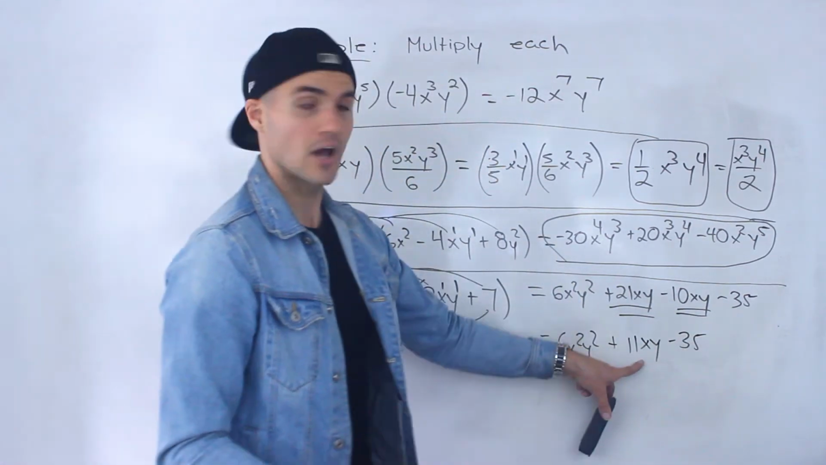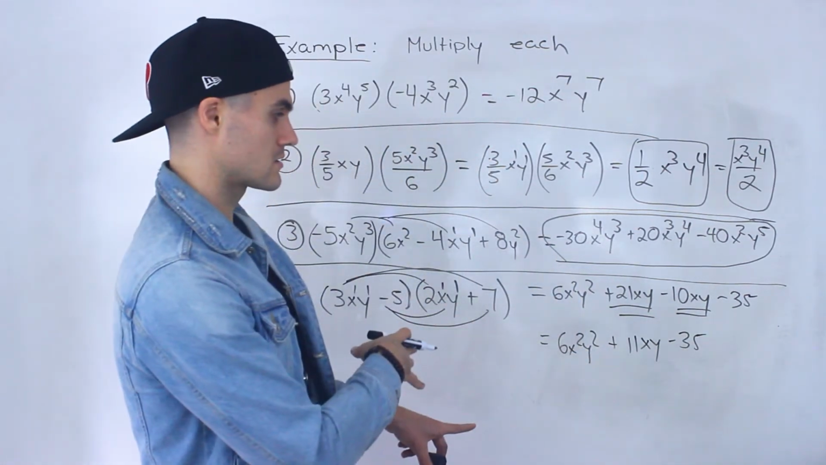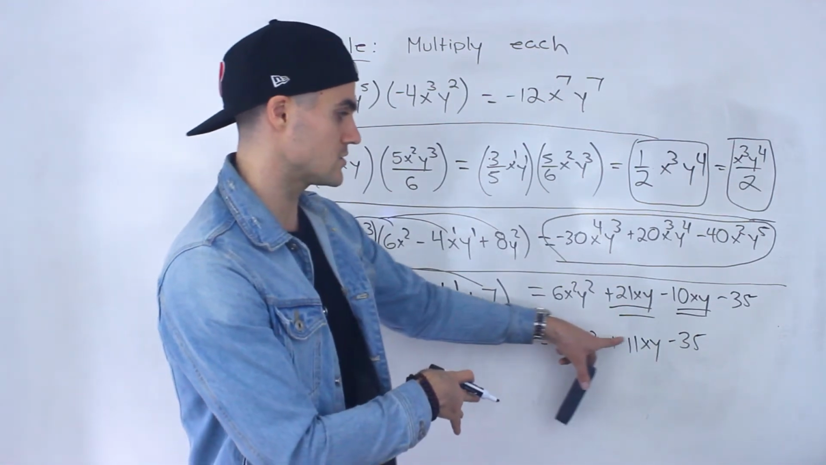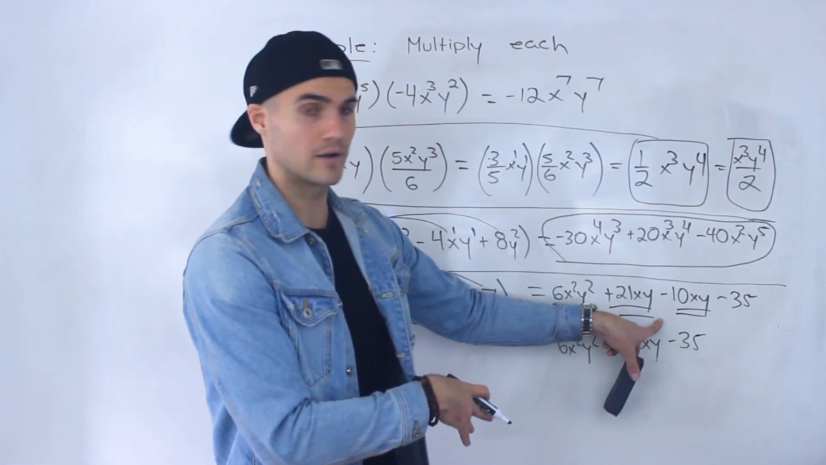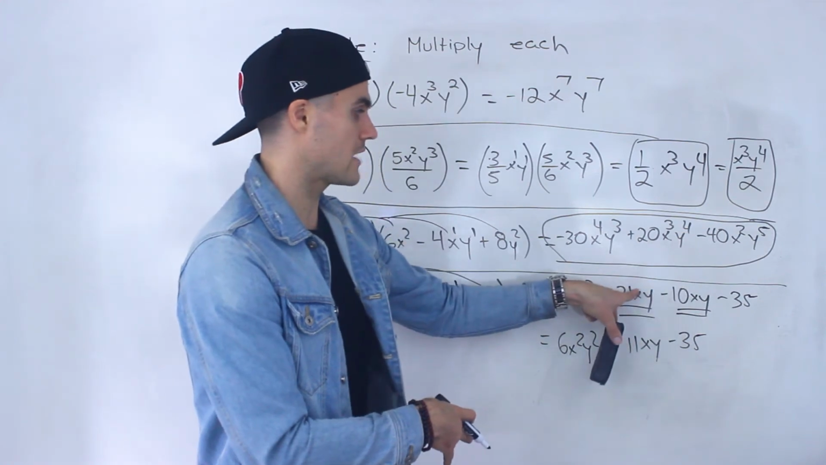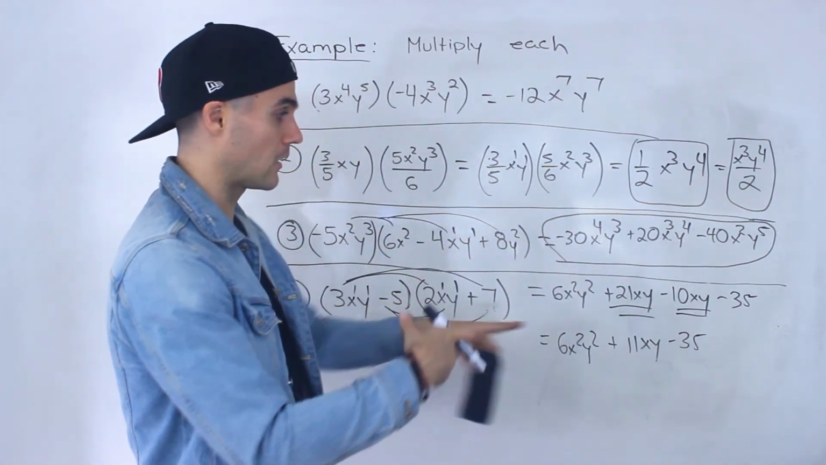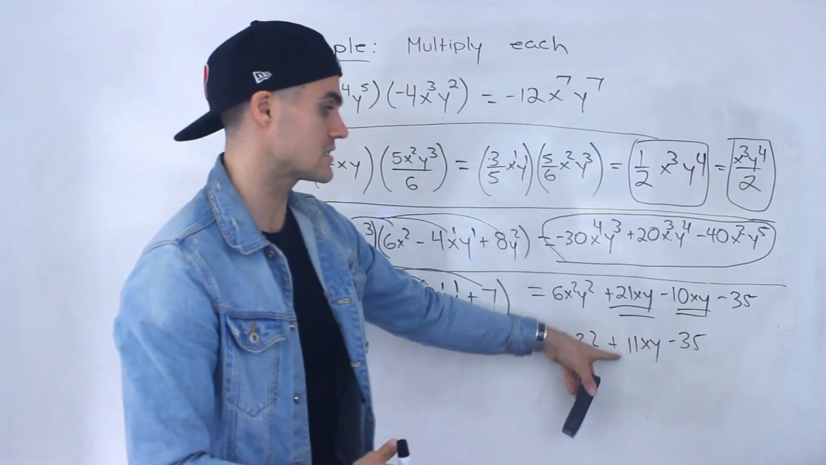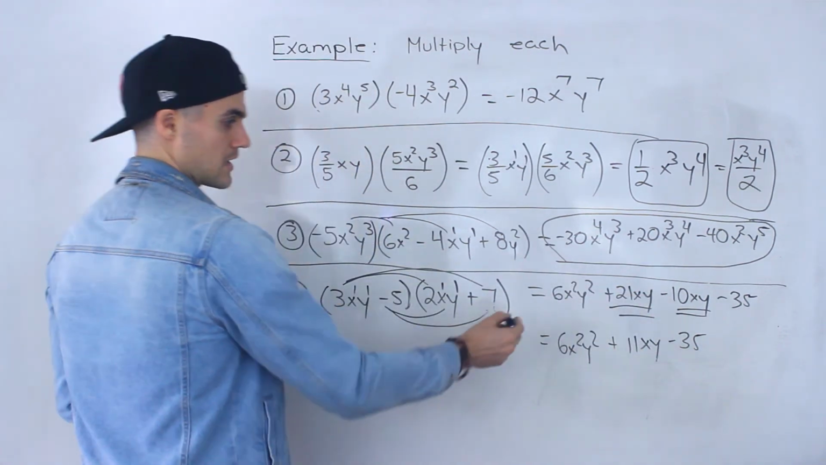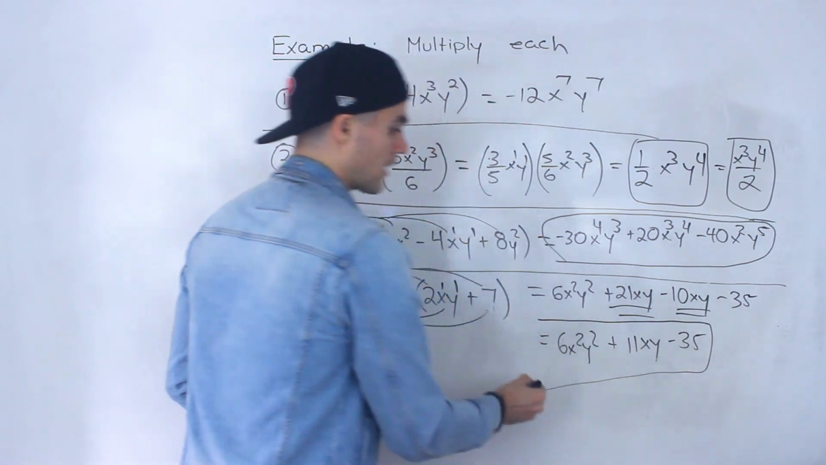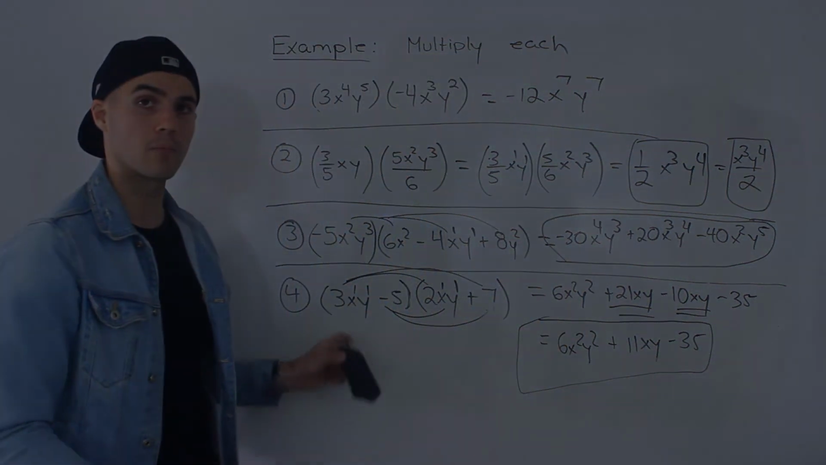Notice that this and this are not like terms because the exponents are different. Right? We got x2, y2. Here we got x1, y1. But here the exponents were the same, x1, y1, x1, y1. So we can simplify, net out those leading coefficients. They netted out to 11. So you can't simplify this any further. So that is the final answer for number 4.